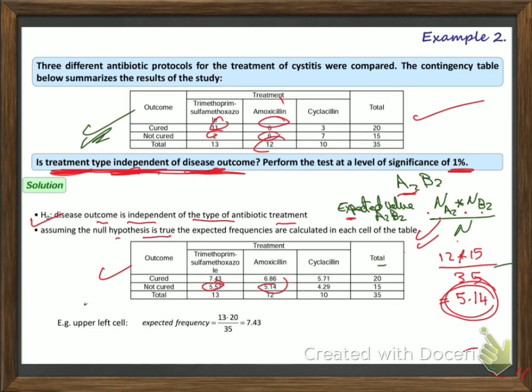The expected frequencies are calculated in each table. This is the expected frequencies. Here we have the observed frequencies for each cell. The frequency here is 11 people, 2 people, and the total is 13. Here the frequencies are 6, 7, 3. This is the frequency of the observed.